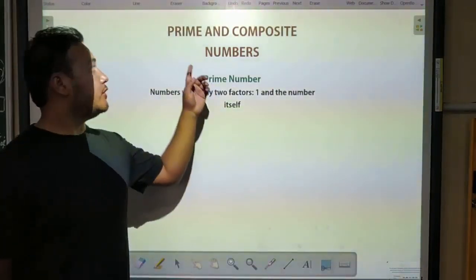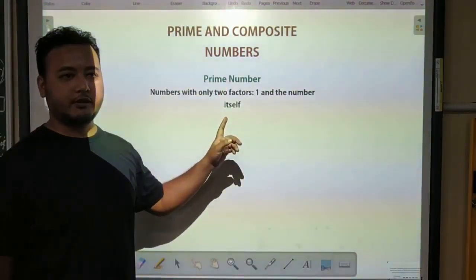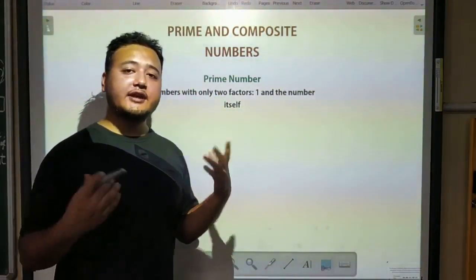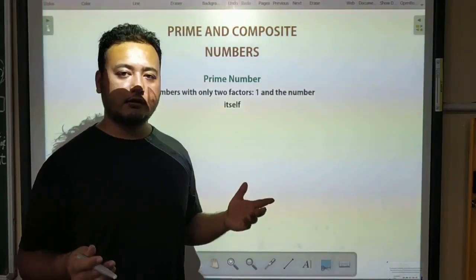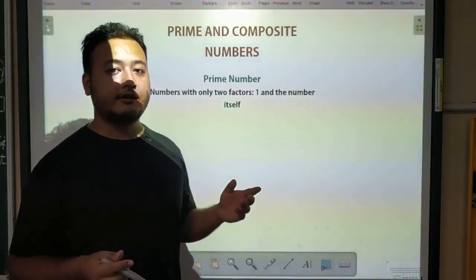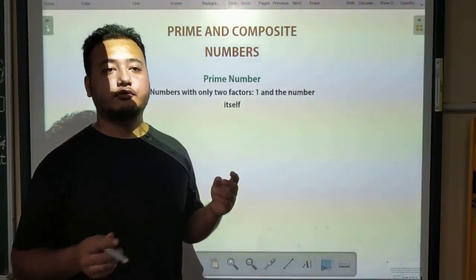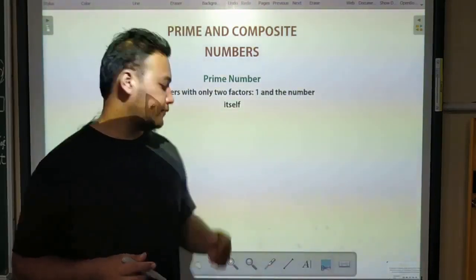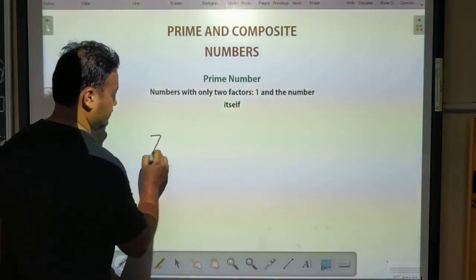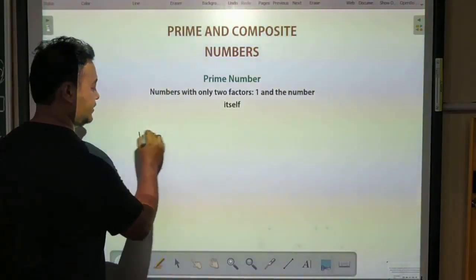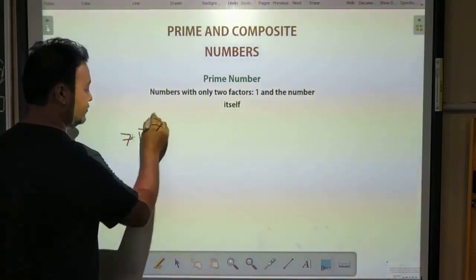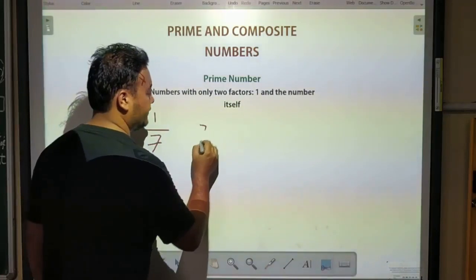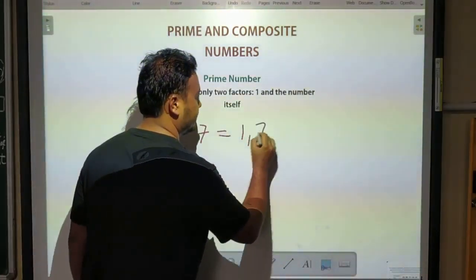Now we move on to prime and composite numbers. Now when I was explaining the properties to you, we said that every natural number, apart from 1, they have at least 2 factors. So the numbers which only have 2 factors, they are called prime numbers. Like 7. 7 is a prime number because it only has 2 factors. 7, 1 is a 7. So this is the only pair which gives 7. So the factors of 7 are 1 and 7.